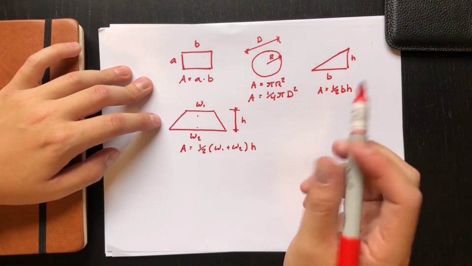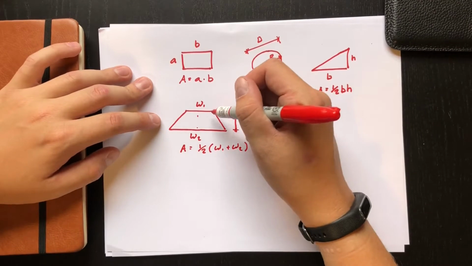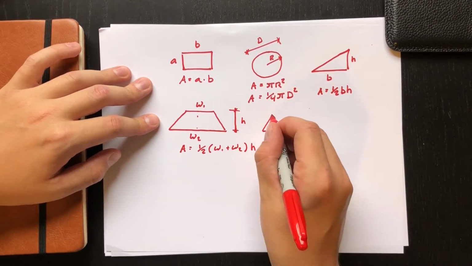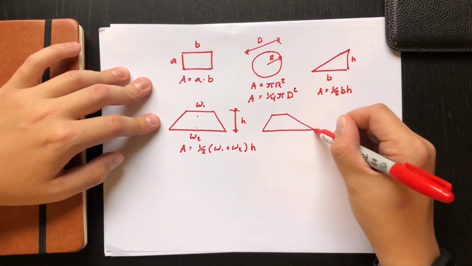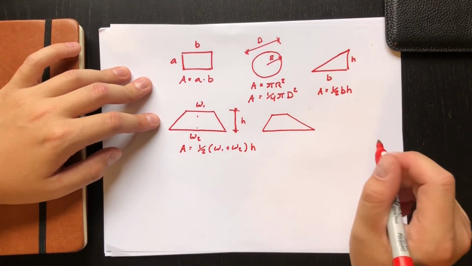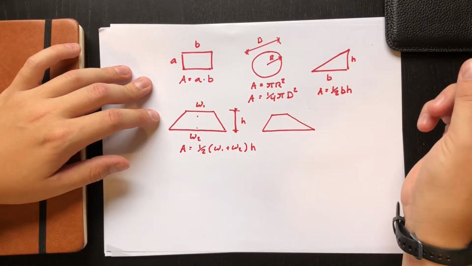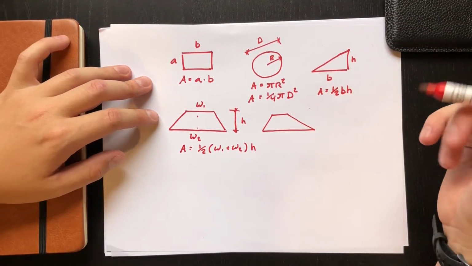So half width 1 plus width 2, times the height. So not super complex. And like I said, you can have a really lopsided trapezoid, and this formula works out the same way. So that's areas.